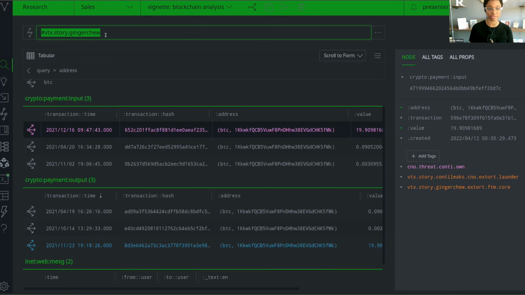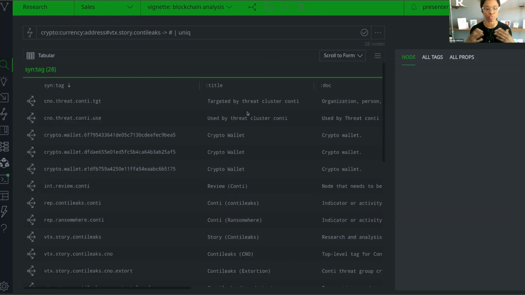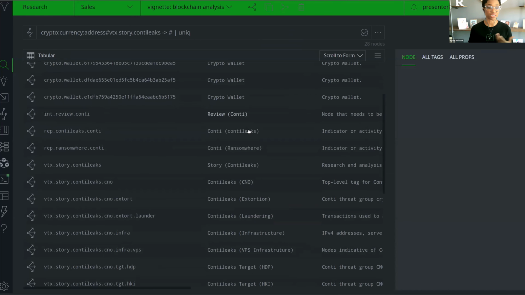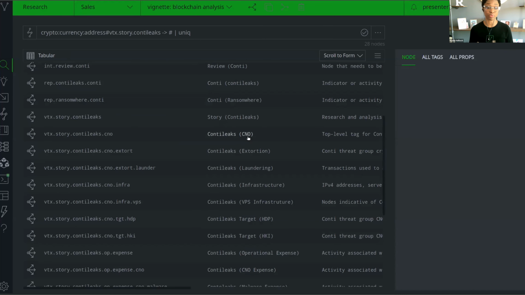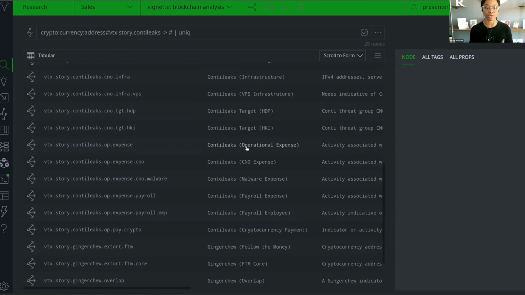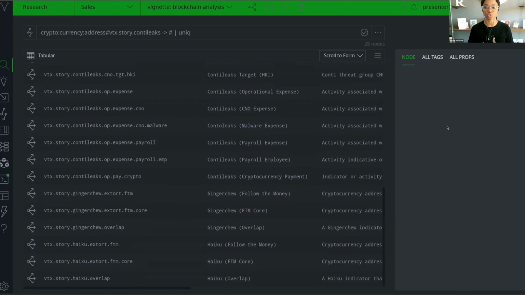If I come here and take a look at the cryptocurrency addresses that were part of this data set and pivot to some of the tags we were able to apply, it gives you a pretty decent summary of what we were able to find. We found additional addresses in use by Conti that were previously unreleased. We identified which addresses were used for CNO operations and infrastructure, for expenses within the organization, and lastly, which addresses were used for payroll.